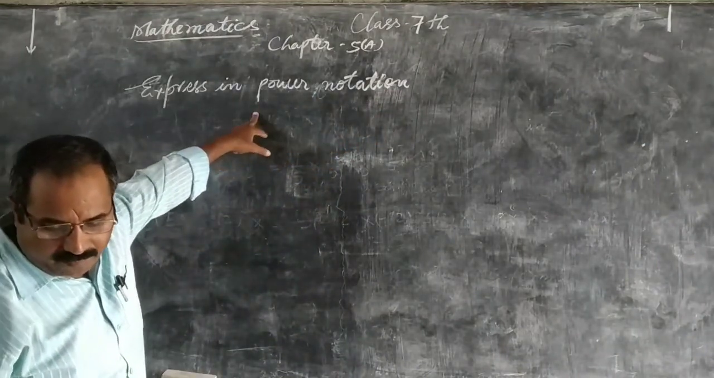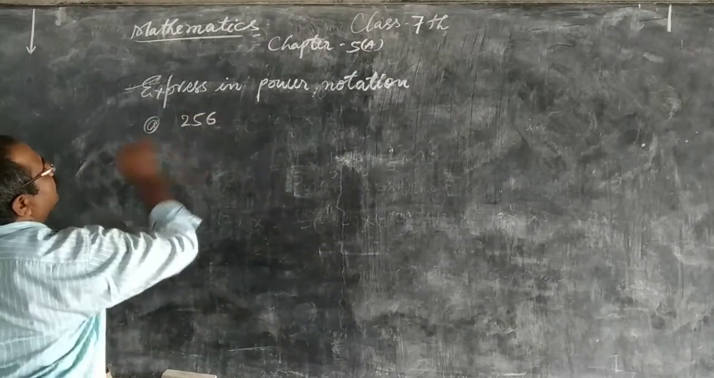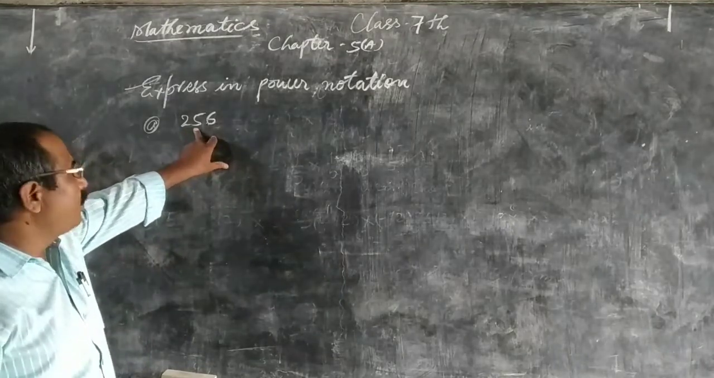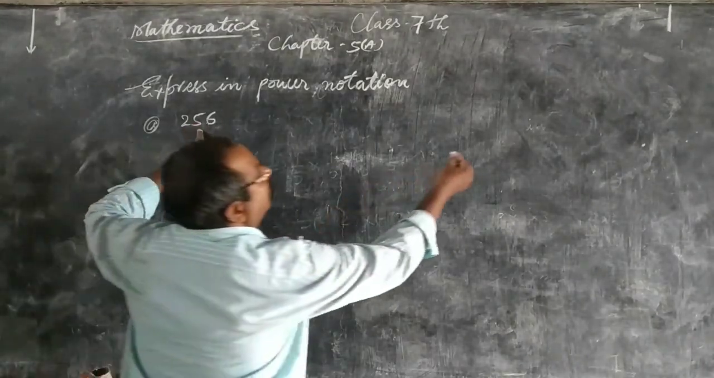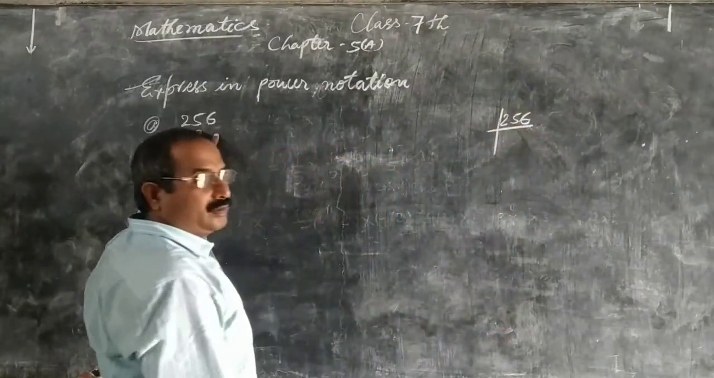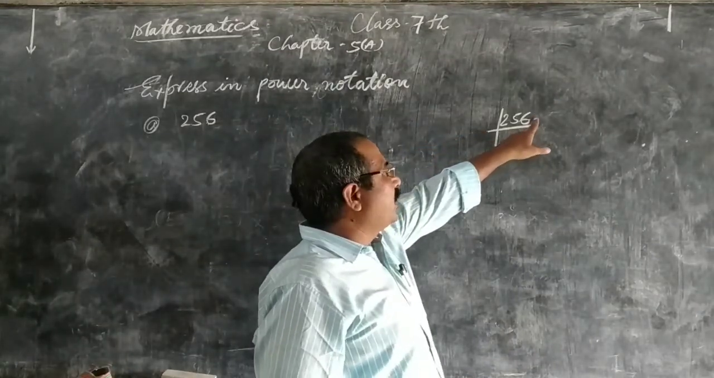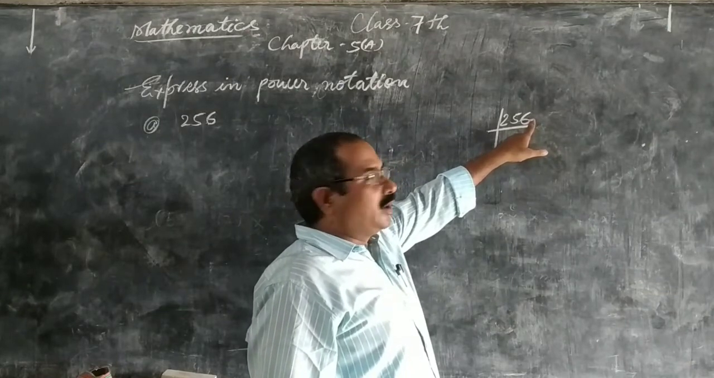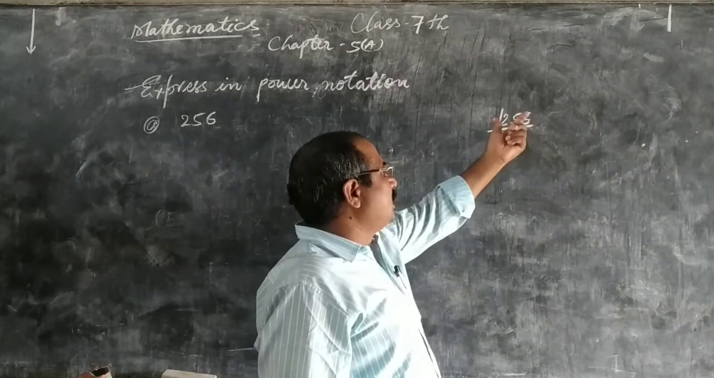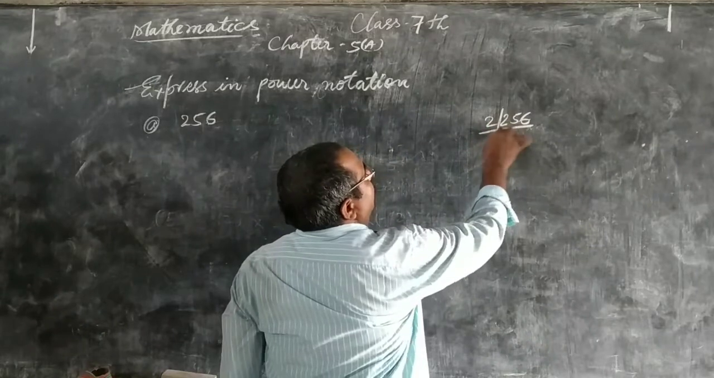How can you write it? Suppose that the question has given 256. The first question is 256 and you have to give the power. So first of all you have to find the prime factors of 256. As you know, it has an even number at the unit place. When there is an even number at the unit place, that means this number is going to be divided by 2. So first of all divide it by 2.